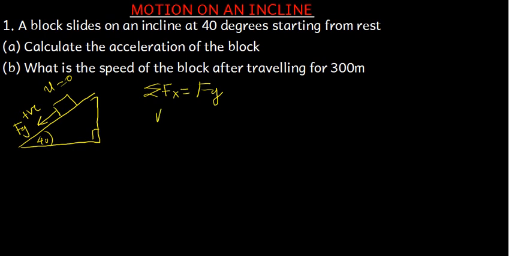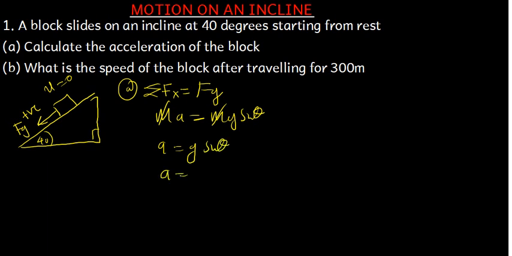Now the net force is given by mass times acceleration, and Fg is given by mg sin theta. Notice that the masses are going to cancel out, so the acceleration is given by g sin theta. The acceleration in this case is g, which is 9.8, times sin of theta, which is 40 degrees. So 9.8 sin 40 gives us an acceleration of 6.30 meters per second squared.